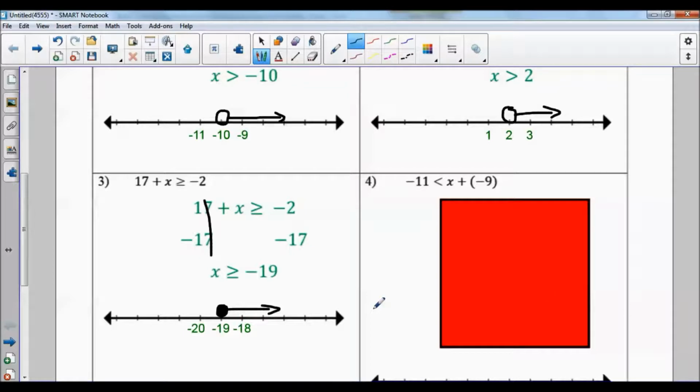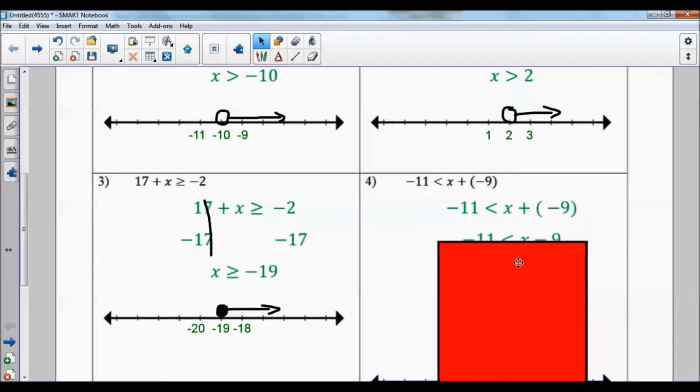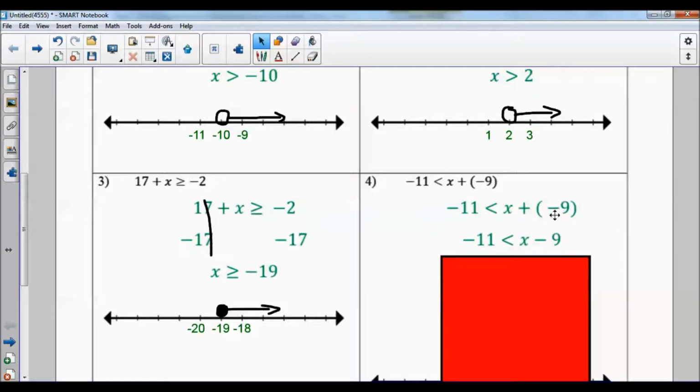Okay, our next one, we have negative 11 is less than x plus negative 9. Here, I rewrote it, but really the first thing I want to do is rewrite it again without my doubles. Remember, it's much easier to solve if you dump your doubles first, and that way you really know what operations you should be using to do the opposite. So when I rewrite it without my doubles, plus minus is just a minus. So negative 11 is less than x minus 9.